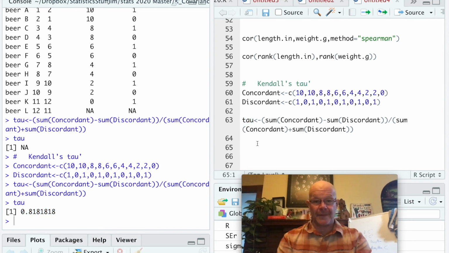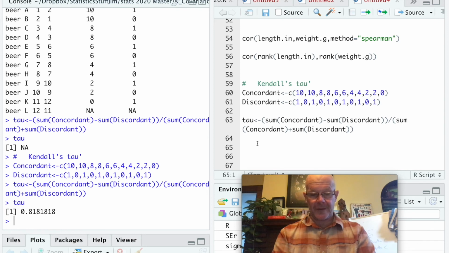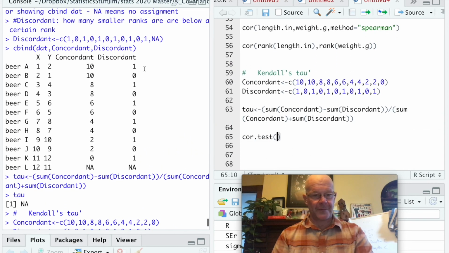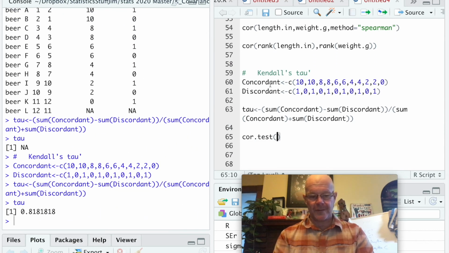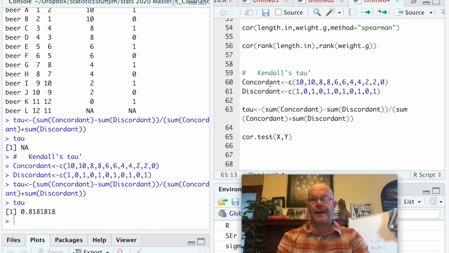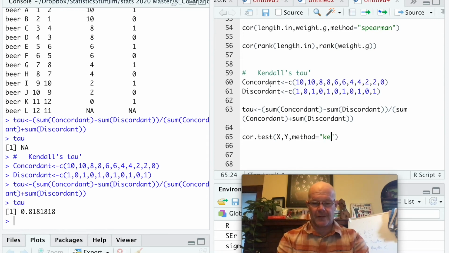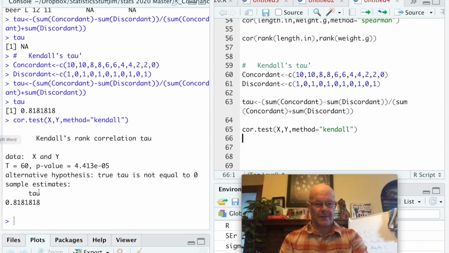And then if I were to do the exact same thing where I said cor.test, and I want to do it between, what did I call these things? X and Y, and method equals Kendall. There's our test statistic that we got here.